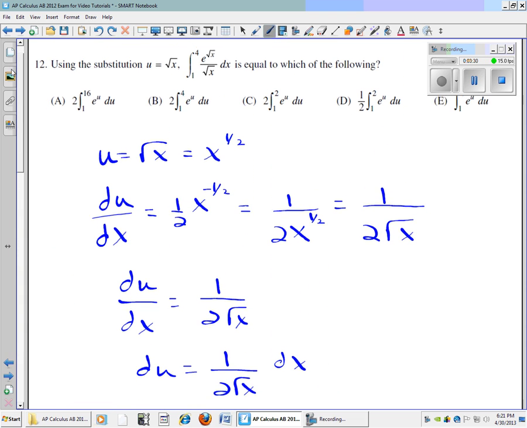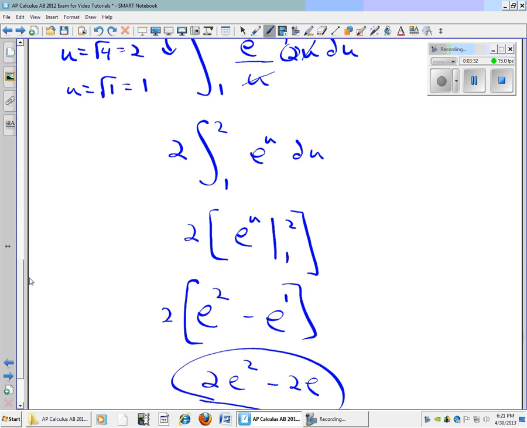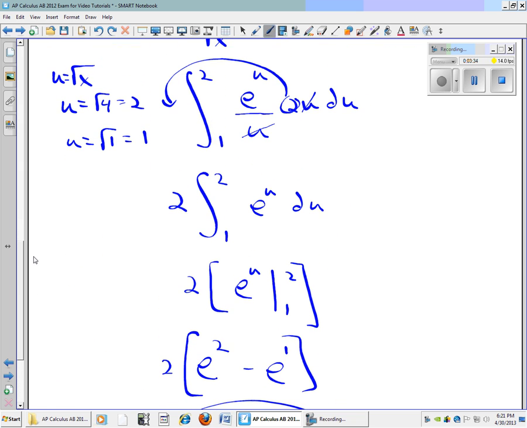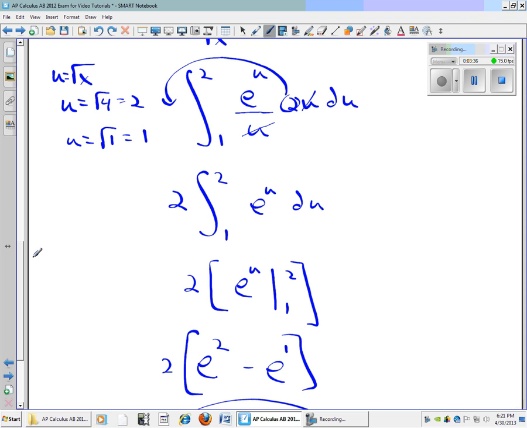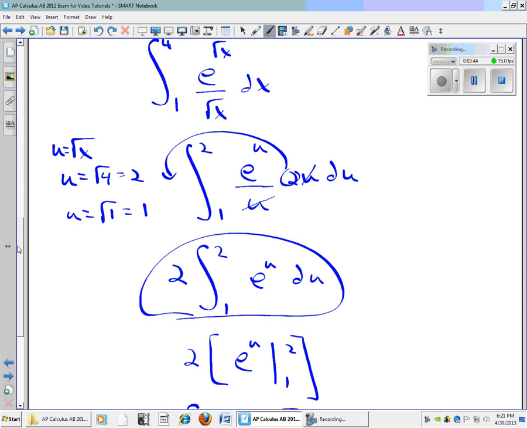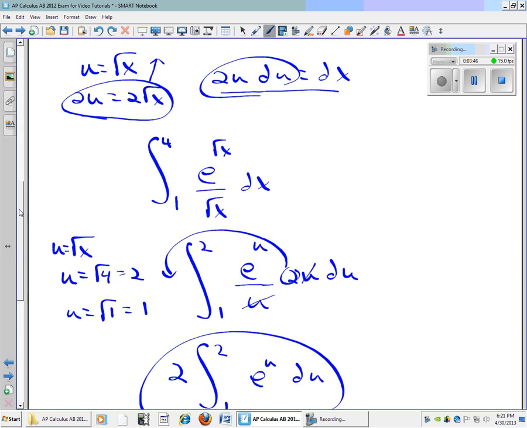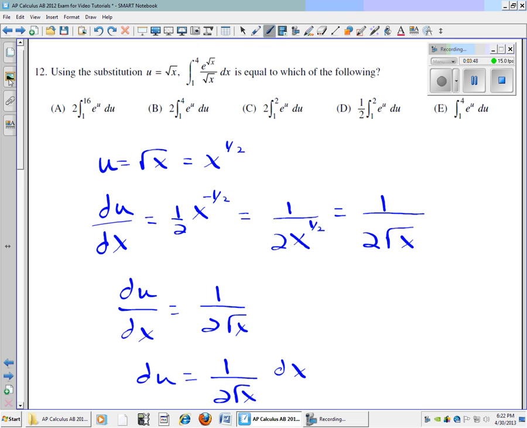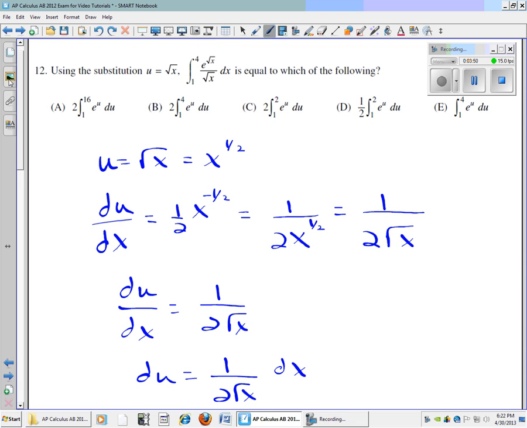And it looks to me like they stopped before solving, so let's see where that's at. I think we are right here. So they didn't even solve all of it. We went a little further than necessary. So 2 times the integral from 1 to 2. So it's not 1 to 16, it's not 1 to 4, it's not 1 to 4. And it's 2 times the integral from 1 to 2 of e to the u du. And there's our answer. So that's letter C.